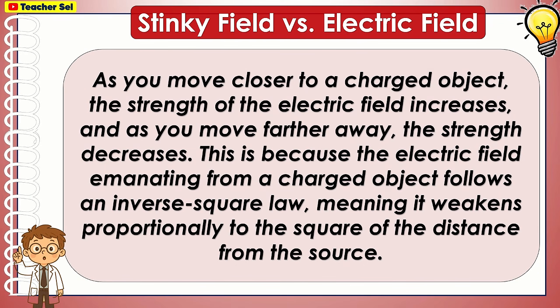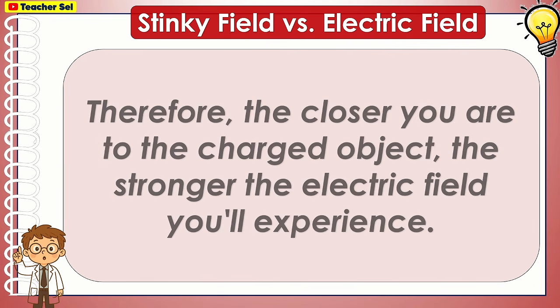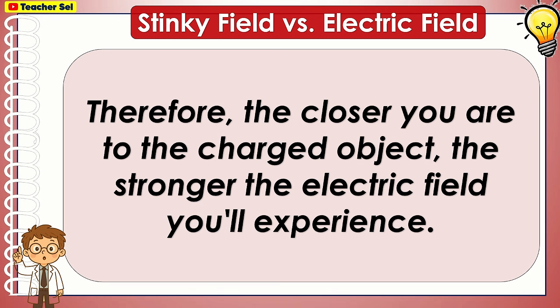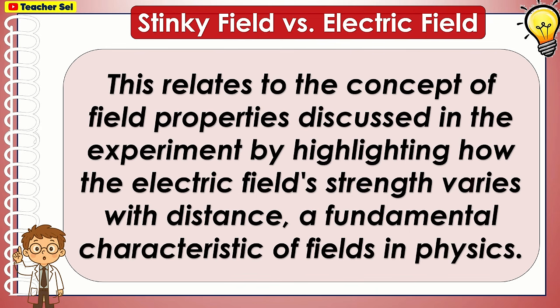As you move closer to a charged object, the strength of the electric field increases, and as you move farther away, the strength decreases. This is because the electric field emanating from a charged object follows an inverse square law, meaning it weakens proportionally to the square of the distance from the source. Therefore, the closer you are to the charged object, the stronger the electric field you'll experience. This relates to the concept of field properties discussed in the experiment by highlighting how the electric field's strength varies with distance, a fundamental characteristic of fields in physics.